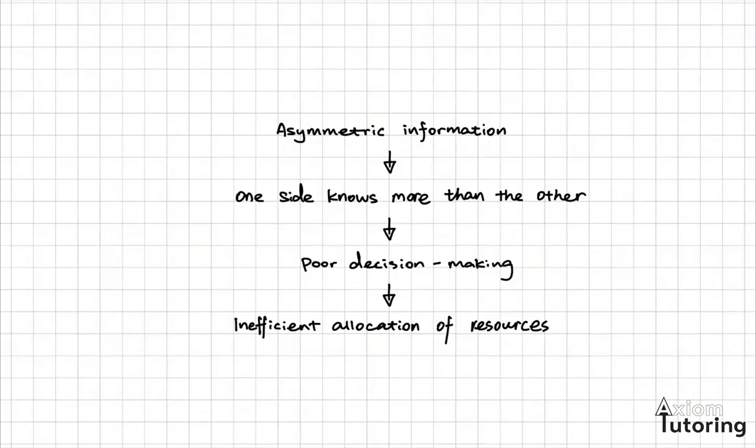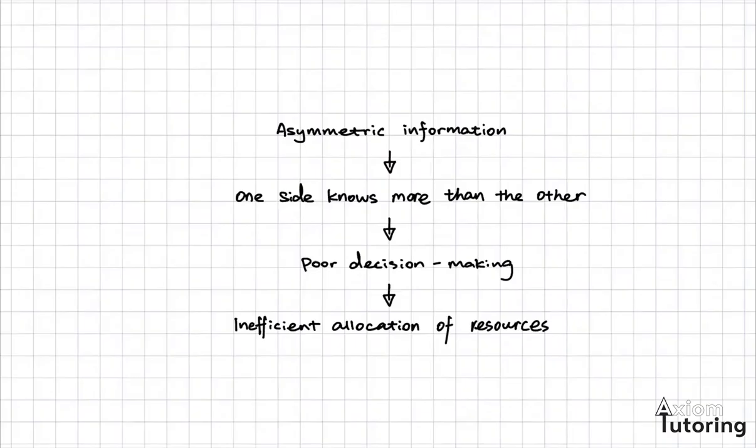This matters because markets depend on informed decision-making. If buyers or sellers lack important information, they may make decisions that they would not have made if they had full information. For example, a seller may know more about the quality of a product than the buyer, or a buyer may know more about their own risk level than the seller.